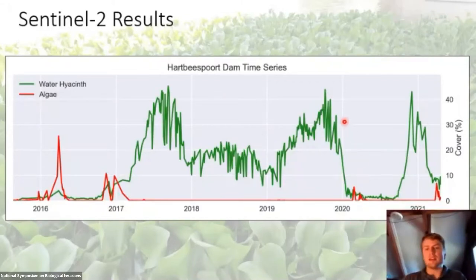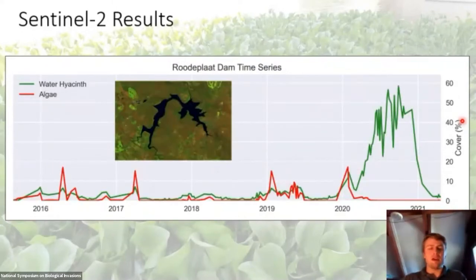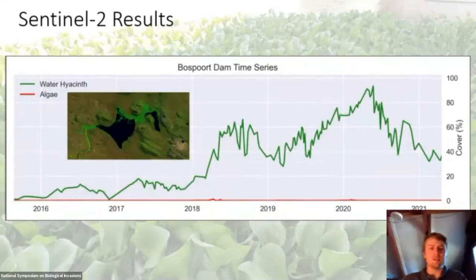And I just want to point out quickly here, over the summer period of 2019-2020 and 2020 and 2021, there were sharp declines in water hyacinth growth. And this is atypical, as you would usually expect high rates of growth over the summer period. Because this model is easily reproducible and can be applied in other areas, I can conduct the same analysis on other dams. And so this is Rietvlei Dam, for example, which has had a relatively low water hyacinth level until 2020, where it got out of hand and has since come under control again since the introduction of Megamelis on the dam. Bosport is another dam in the area that we're also analyzing.